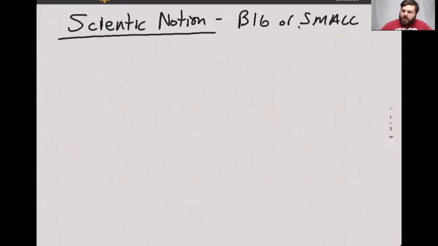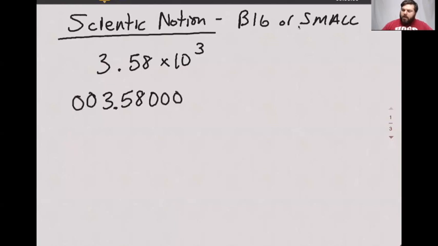We've all seen stuff like this: 3.58 times 10 to the third power. Now, if we were to write that as an actual number, remember you can always add zeros before and after, as long as there's a decimal place here. So 10 to the third is 1,000. If I took 3.58 times 1,000, really it would just move the decimal over 3 places and make it 3,580.